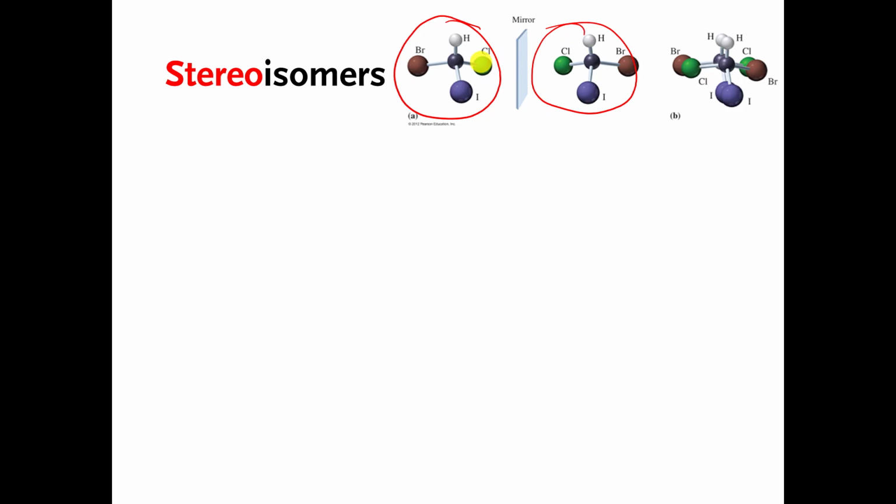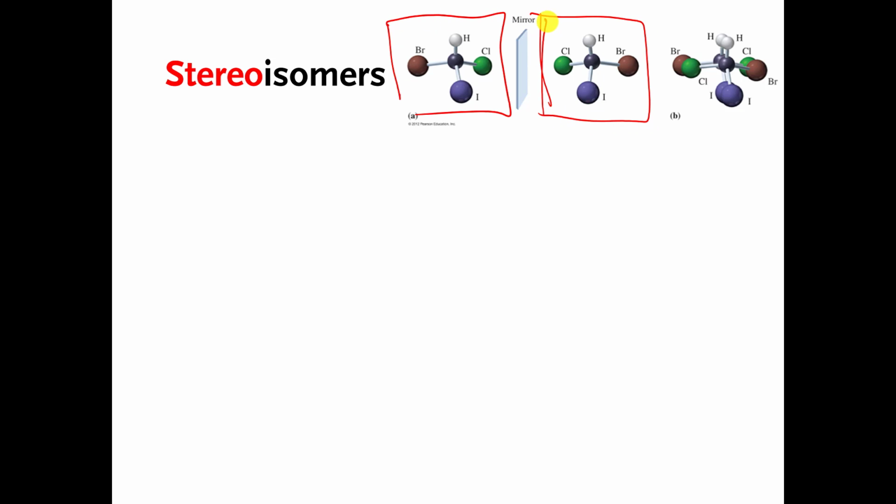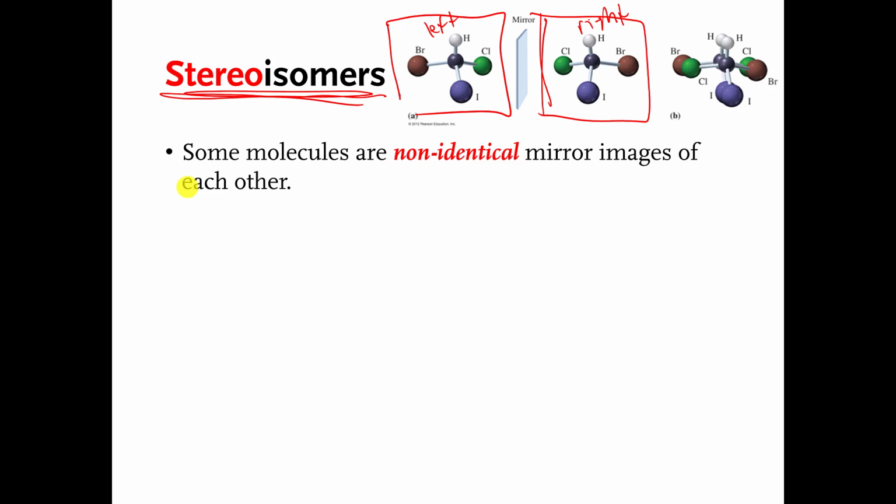Because if you could spin this one and get all the colors to point the same way at the same time, then they would be the same. But I'm telling you, you can't do it. So these things, although they look an awful lot alike, they are not the same. And they are called stereoisomers of each other. If you want to think of this one as like a left hand and this one as a right hand, you can do that. So there are some molecules that are non-identical mirror images of each other.